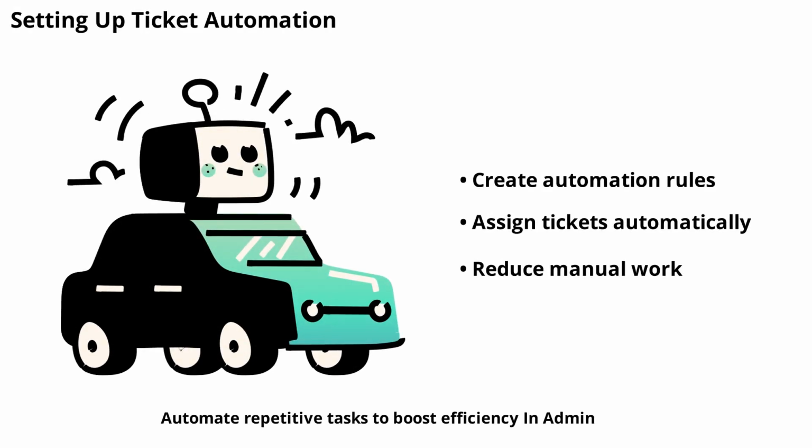Automate repetitive tasks to boost efficiency. In Admin, go to Automations and set up rules for ticket assignment, status updates, or notifications. For example, you can automatically assign tickets with the word urgent to a specific agent. Automation helps your team focus on what matters most.